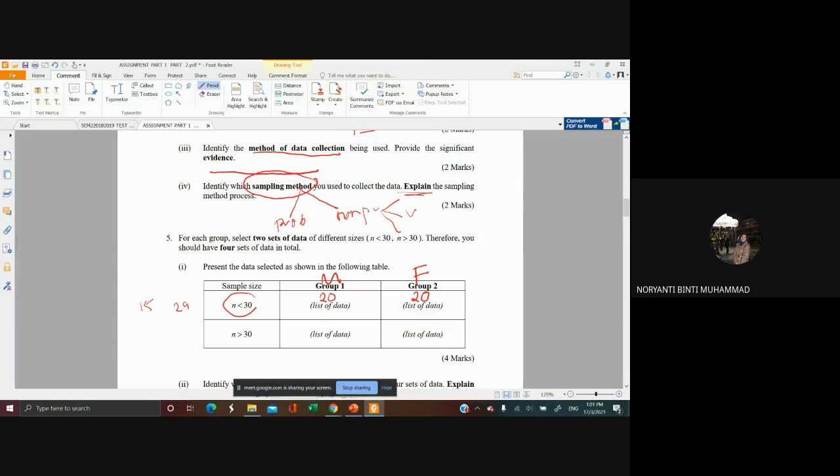It means the liter data, we are talking about how many liters students drink per day. So there are 20 answers here: 2 liters, 4 liters, 3 liters, until there are 20 people. The same for this one. When the sample size is greater than 30, you need 30 and above. At the minimum 30, you cannot have less than 30. So if here you get 50, here must be 50 also.